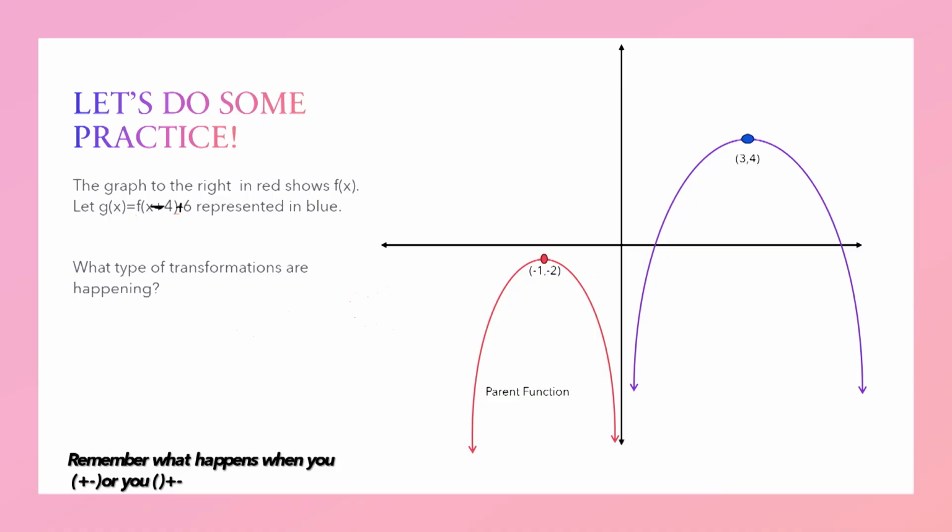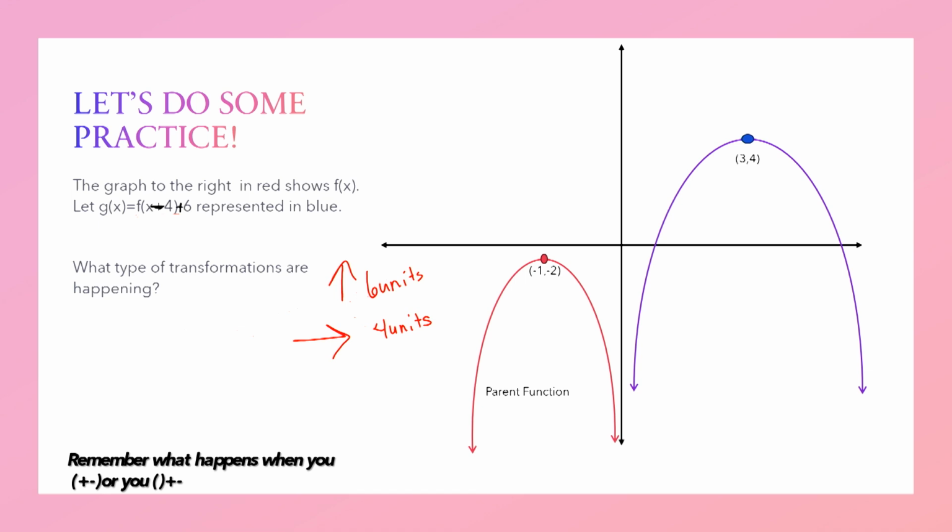So it says that I am adding on the outside, meaning I'm going up 6 units. And it also says that I am subtracting inside to the x value. So when I subtract, I'm going to the right 4 units. Now, I just can't put up 6 units and left 4 units. I need to say exactly what's happening.